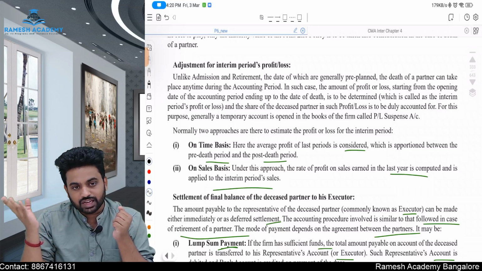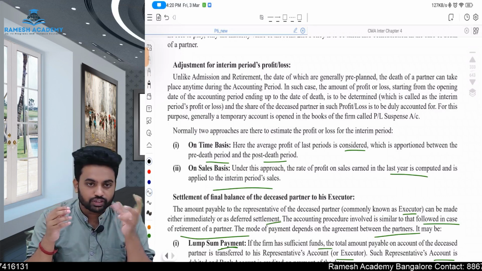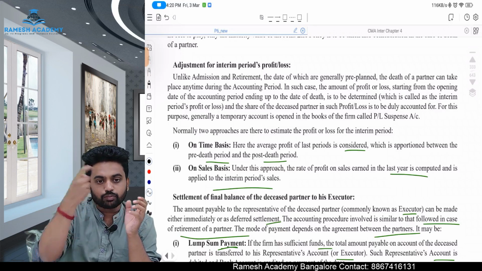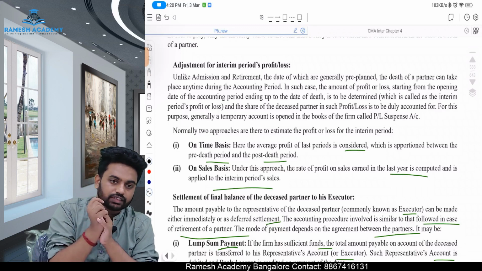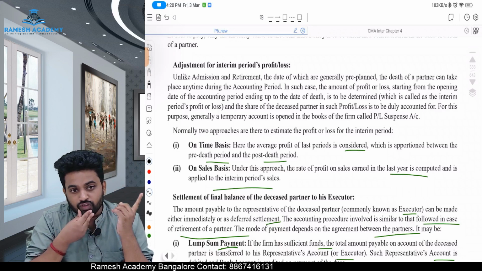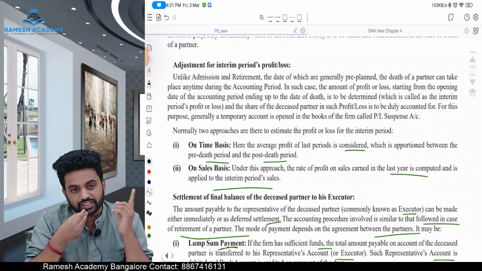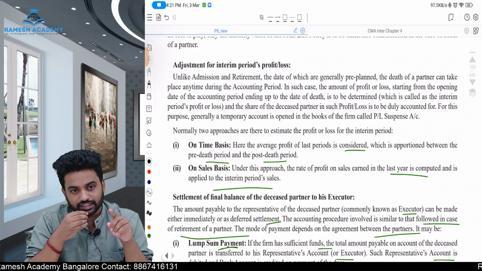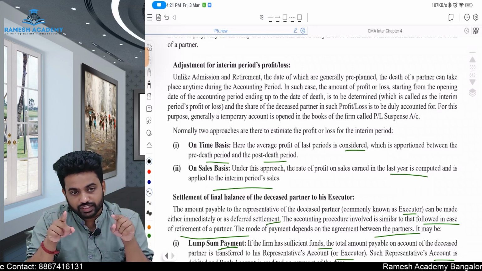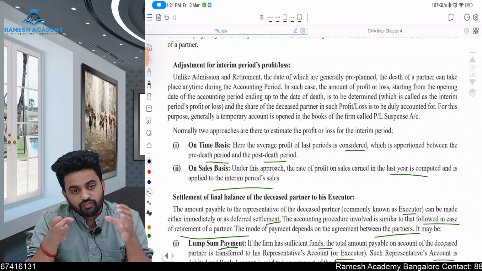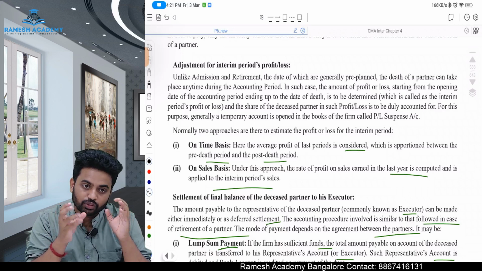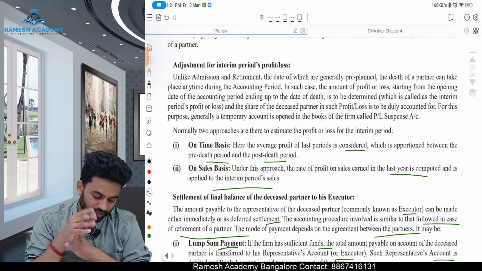If it's time basis, we use the time ratio. For sales basis, they will give a gross profit ratio and the sales amount so far. For that sales amount, we will apply the profit percentage and find out the profit. Or they will give the previous year's net profit and previous year's net sales. With that, we can find out the previous year's profit percentage. That profit percentage is applied to the current year's sales, and we will get the current year's profit portion up to that period.